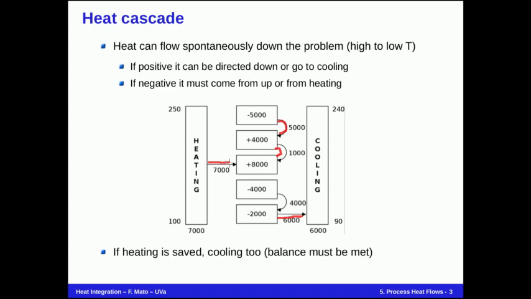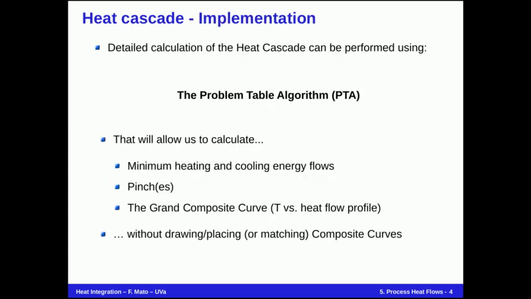In this way, some heating can be saved. And if heating is saved, cooling too, because the balance must be met, the balance for the whole process. In this example, heating has been reduced from 12,000 to 7,000, and to the same extent, cooling has been reduced from 11,000 to 6,000. This is the concept of heat cascade.